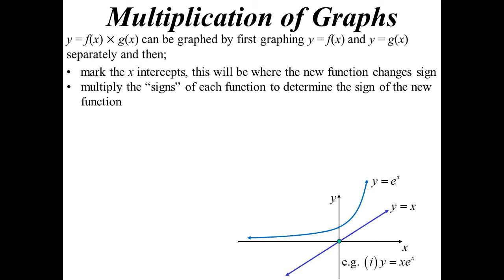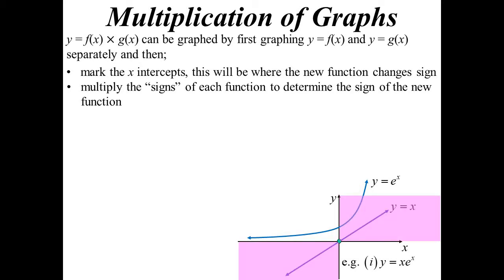Then you have a look at each function and work out whether it's going to be positive or negative. So on the left-hand side, I don't know what the values are where y equals e to the x, but I know they're going to be positive numbers. And for y equals x, I know it's negative numbers. And if you multiply a positive with a negative, you get a negative. Therefore, I know the curve's down there.